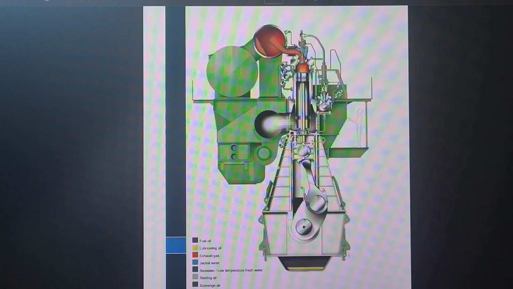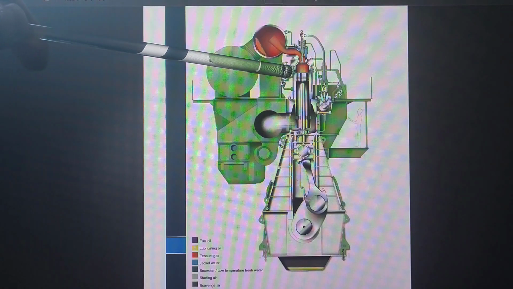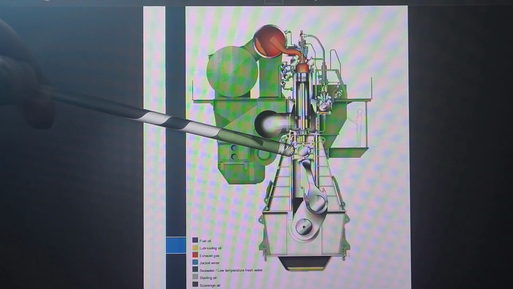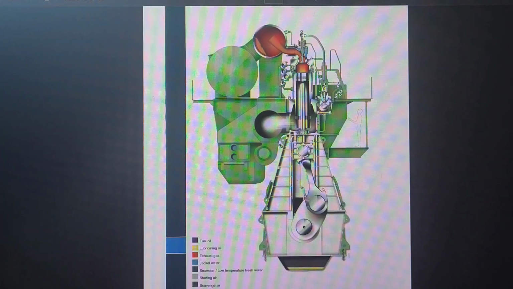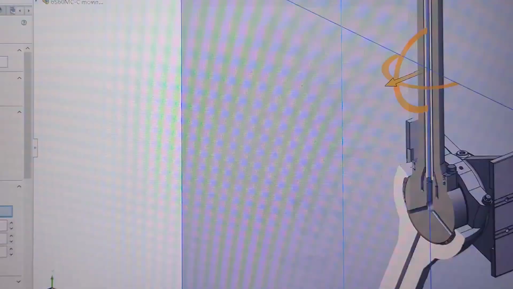In today's video, we will discuss something interesting about the thermal and mechanical calculation results about the main engine S60MC. In its section view, you can see some main moving parts such as the piston rod, the crosshead, the connecting rod, and the crankshaft here. Now, let's go to our detailed model here.